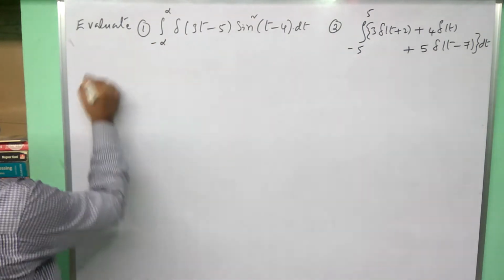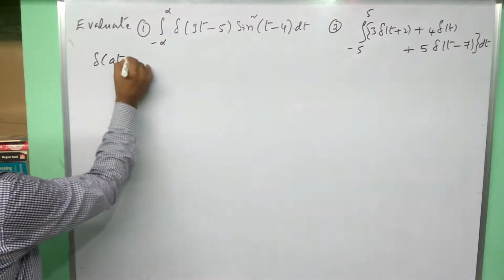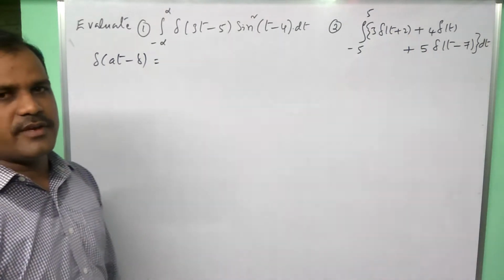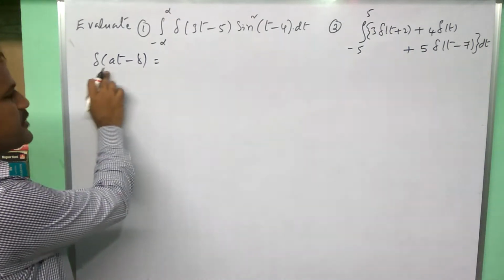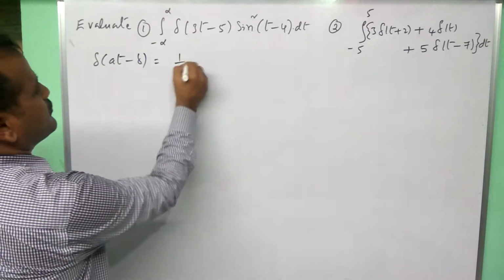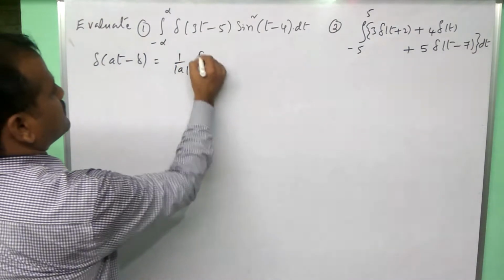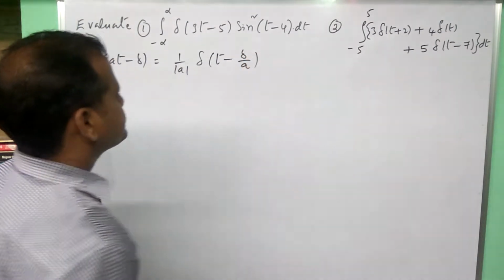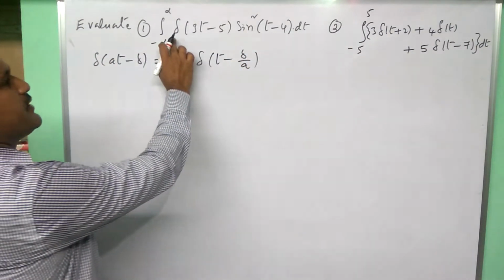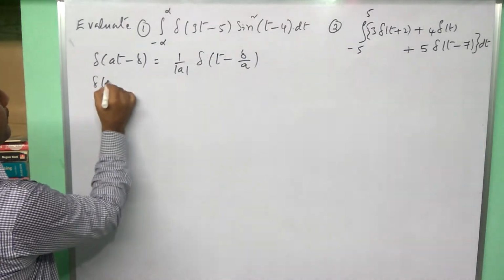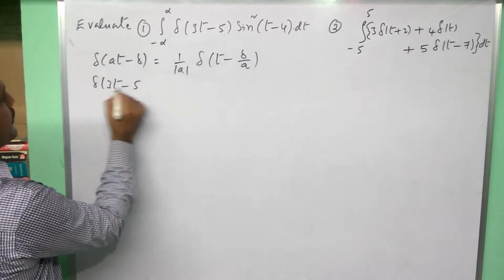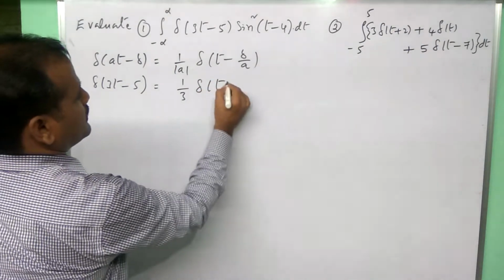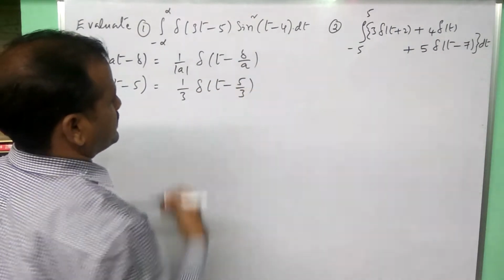Before this, del of at minus b is the scaling and shifting property of the impulse function. That is 1 by mod a, and this can be written as del of t minus b by a. So first I am writing this del of 3t minus 5 as 1 by 3 del of t minus 5 by 3.